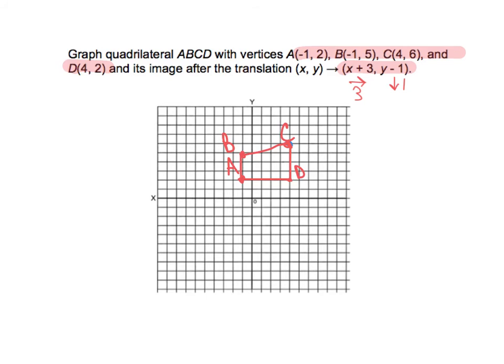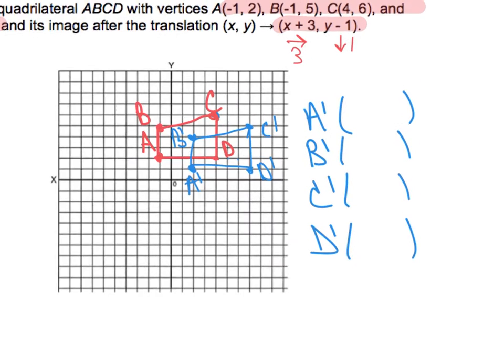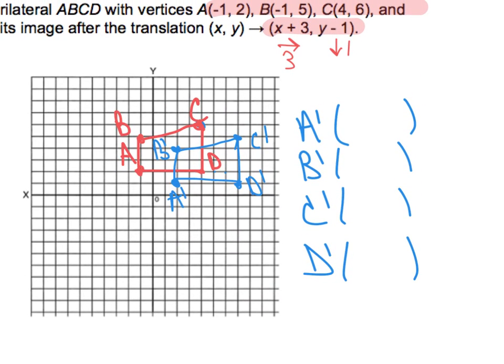Okay, hopefully you have got your first 4 points. Now we are going to translate them to the right 3 and down 1. So go ahead and pause the video and do that. So let's go ahead and find the coordinates of our new shape here.